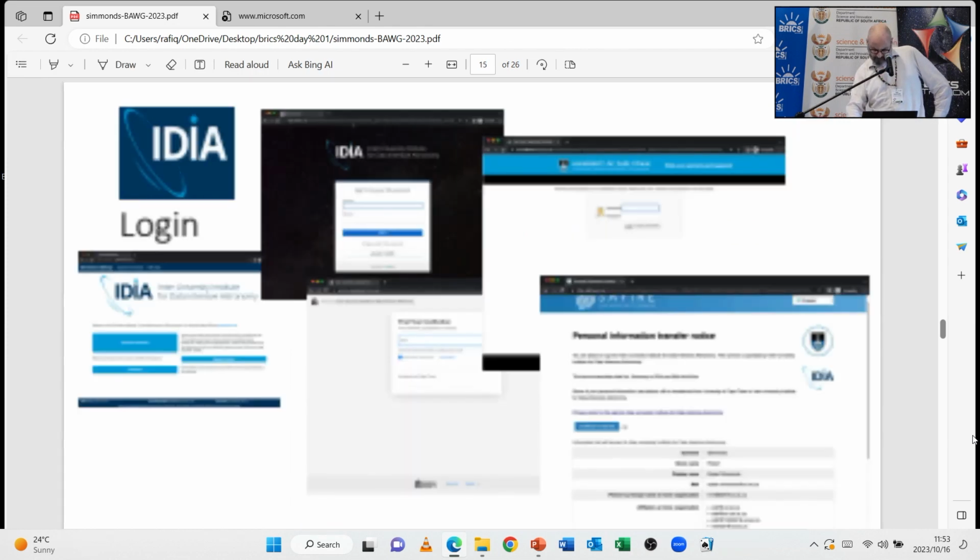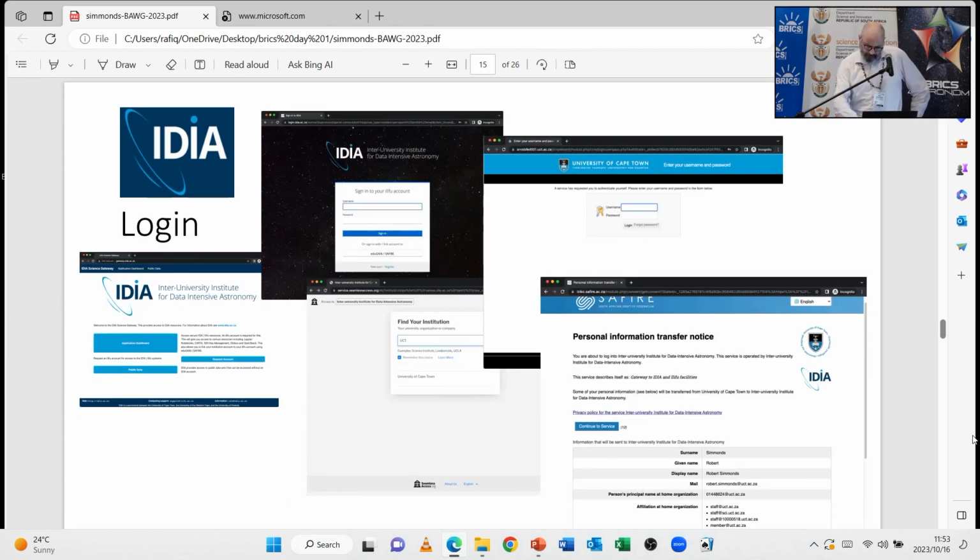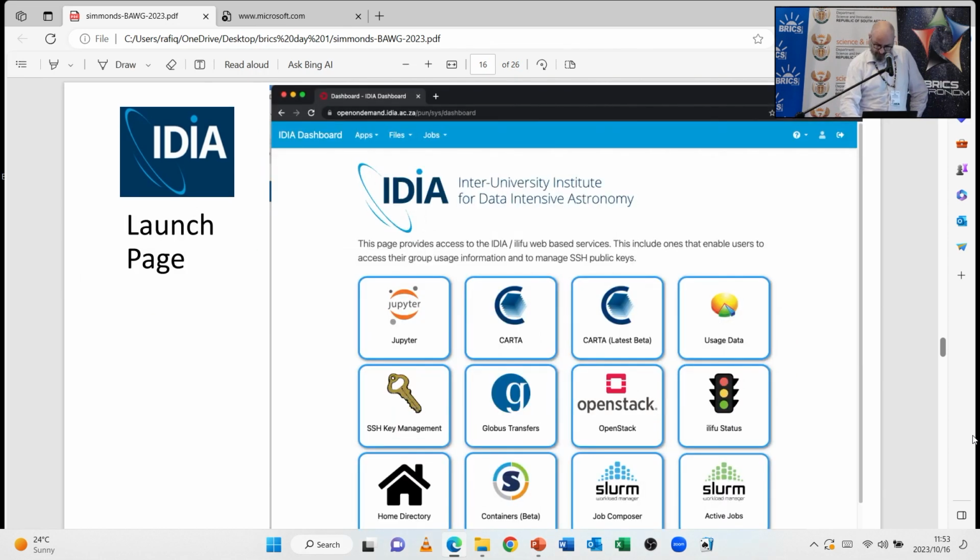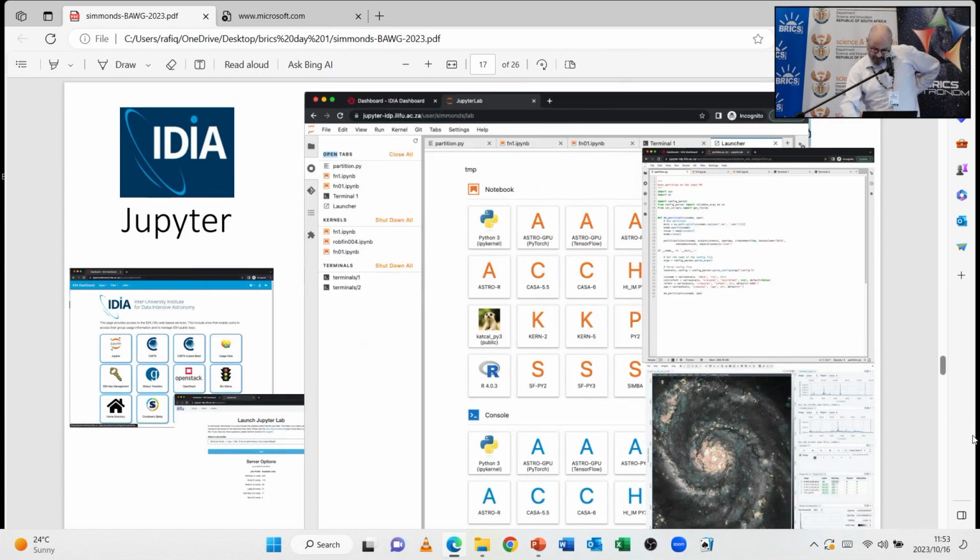Okay, so that's what it now looks like. You can go in through the system and get logged in using the identity provider. I've gone in through UCT here, and then you get to this page. This is the jump page, so this is Open On Demand, and it shows you all of these different tools and services that you can have access to. I've already mentioned most of them. We have access to Slurm there as well. And yeah, we've got our container listings.